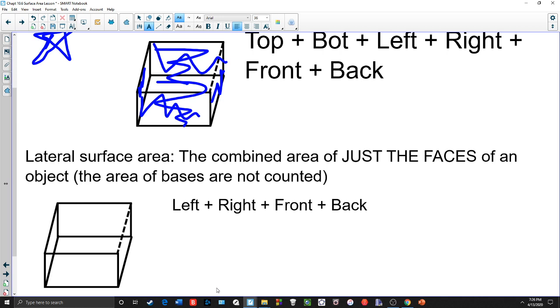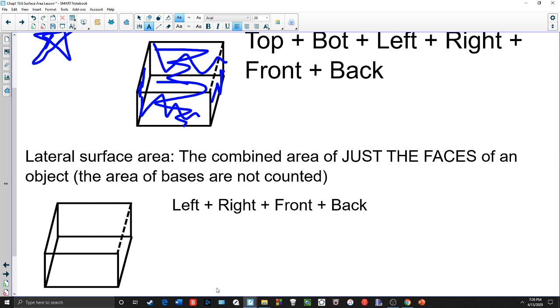So again, think about a cereal box. If the lateral surface area of a cereal box is everything on the front, everything on the back, everything on the left, everything on the right, but you don't count the top rectangle where you open the cereal box and the bottom rectangle directly below that, and you just take all the other ones along the side, that's the lateral surface area.